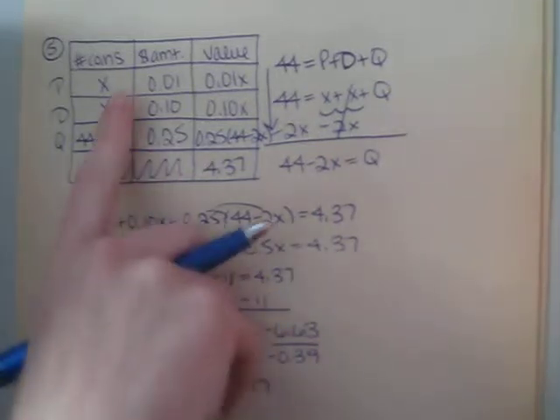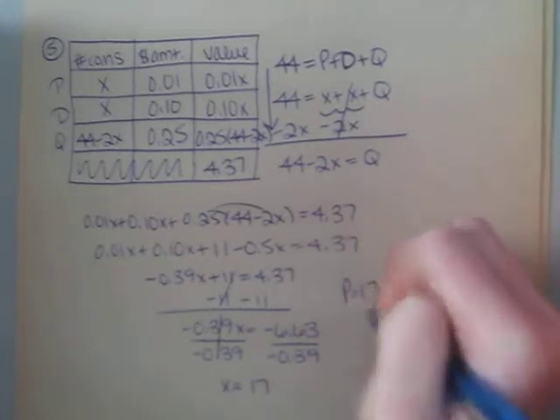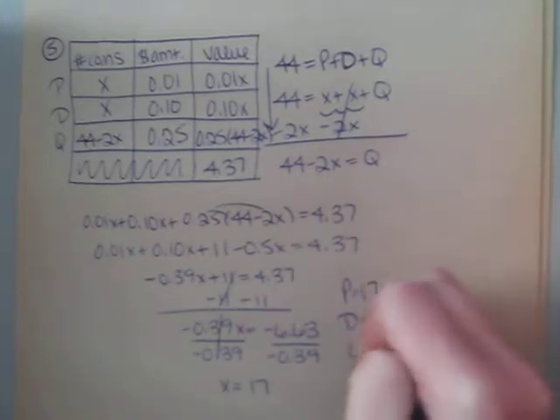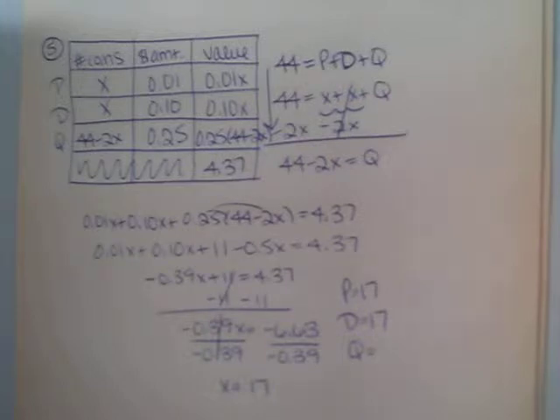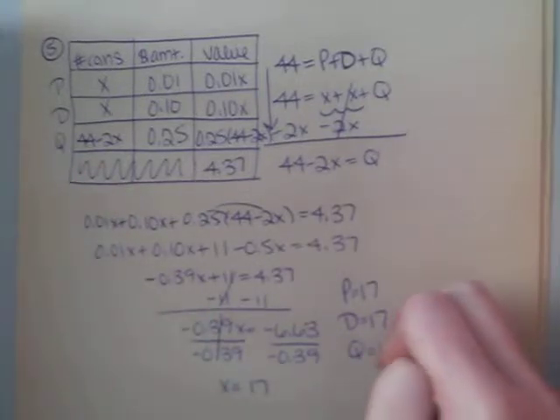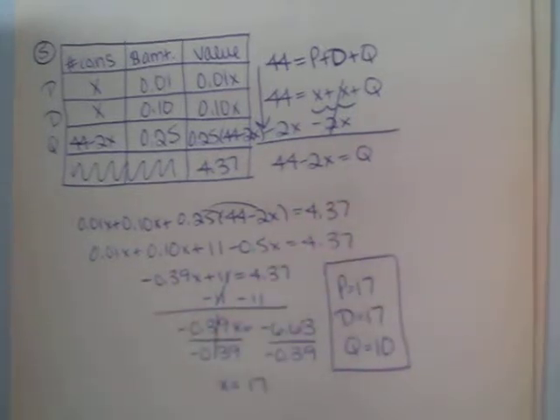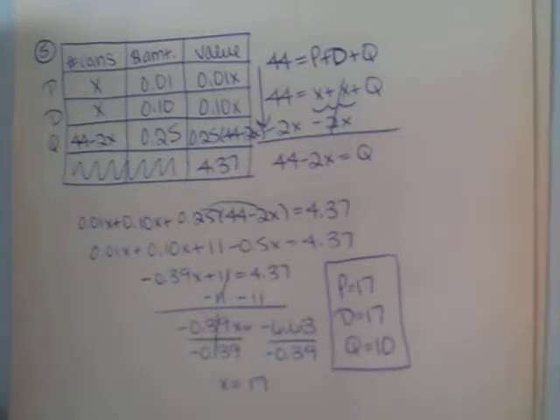Now the x represents, again, pennies and dimes. So that means I have 17 pennies and 17 dimes. To find the number of quarters, I have to plug it into the 44 minus 2x equation. 44 minus 2 times 17, I am left with 10. So I have my answer: 17 pennies, 17 dimes, and 10 quarters.